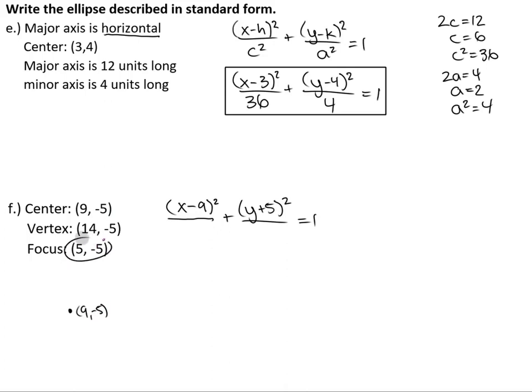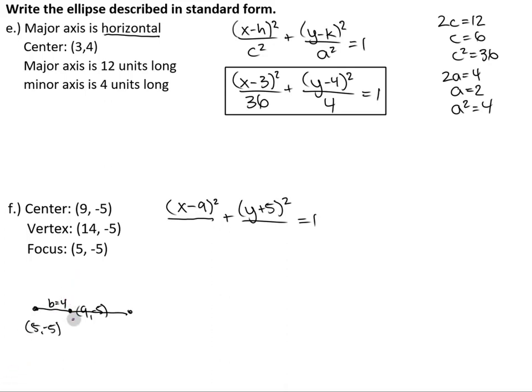So I note that when I go to my focus, remember foci are always on the major axes, that my y-coordinate stays the same, meaning I'm not moving up or down. So that means if my foci is at 5, negative 5, then my major axis must be horizontal. We know it's horizontal, and we can actually measure the distance here to figure out the value of b if we need it. From the focus to the center, the difference is 4 units. So I now have an idea that b equals 4.